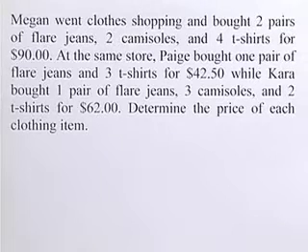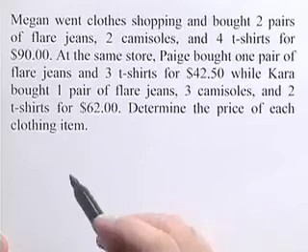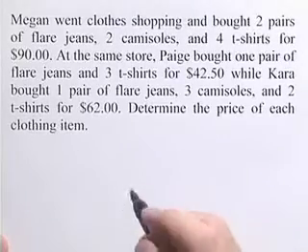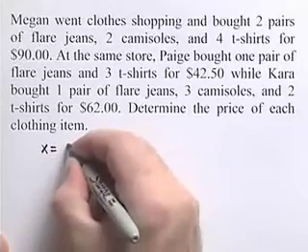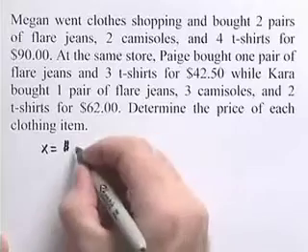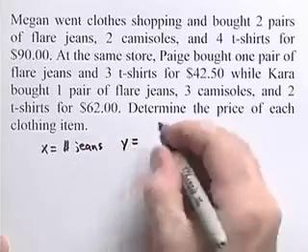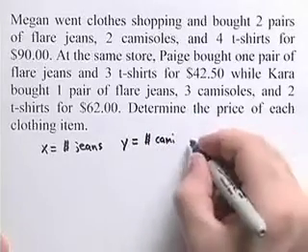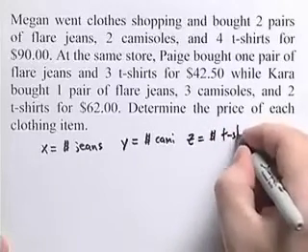To begin the problem, we need to define our variables. We have 3 variables of interest here. It's going to be the price for the flare jeans, the price for the camis, and the price for the t-shirts. So we're going to let X equal the dollars or price for the jeans. We're going to let Y equal the price for the camis. And we're going to let Z equal the price for the t-shirt.